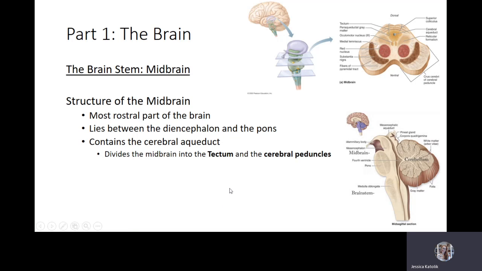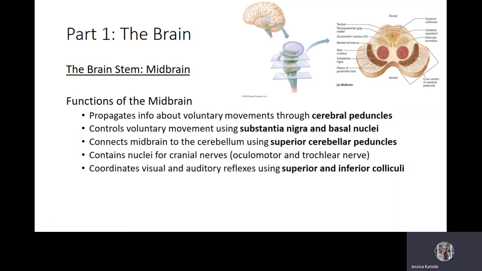The midbrain is divided into two tracks, and this division is separated by the cerebral aqueduct. So over here we have the cerebral aqueduct, and the midbrain will be divided into the tectum and the cerebral peduncles. There are lots of different structures located within the midbrain, and they have unique functions.